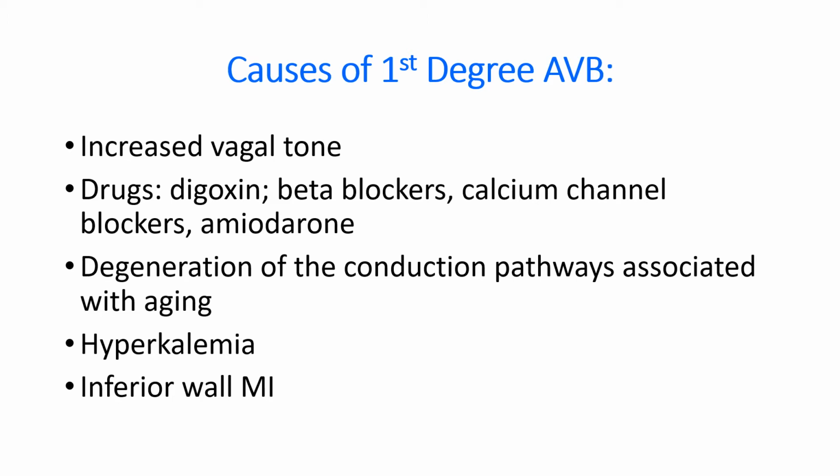Hyperkalemia is another thing that can cause a delay in the AV node to go down the bundles of His. And an inferior wall MI. We talked about sinus bradycardia can occur in inferior wall MI, but again, your inferior wall of your left ventricle is supplied by your right coronary artery, and that right coronary artery also supplies the SA and AV node, and patients can develop AV blocks when they're having an inferior wall MI.